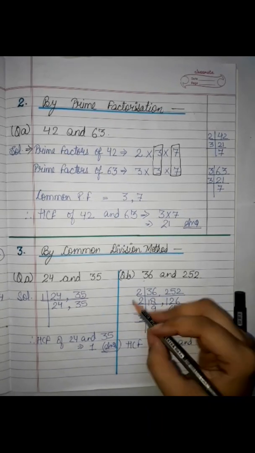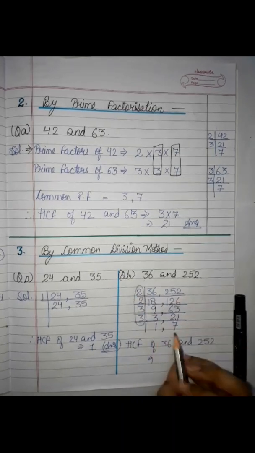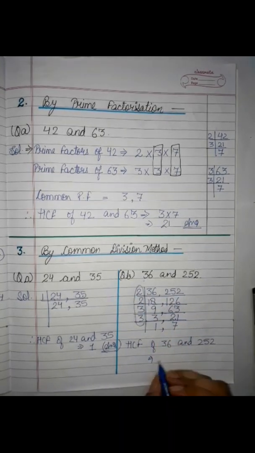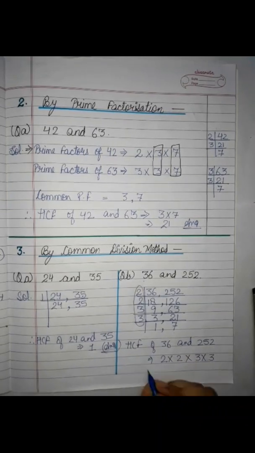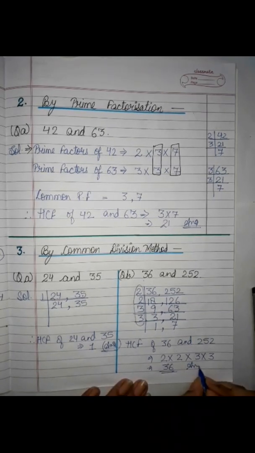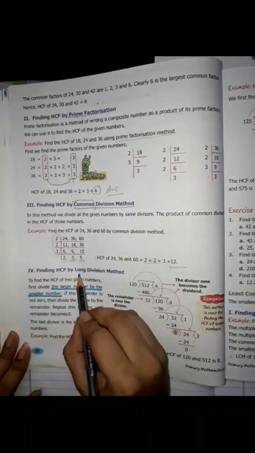Children, see, always write this side number. Okay, don't include this one. So the HCF will be 2 into 2 into 3 into 3. Now check it out. 2 2s are 4, 4 3s are 12, 12 3s are 36. This is your answer.